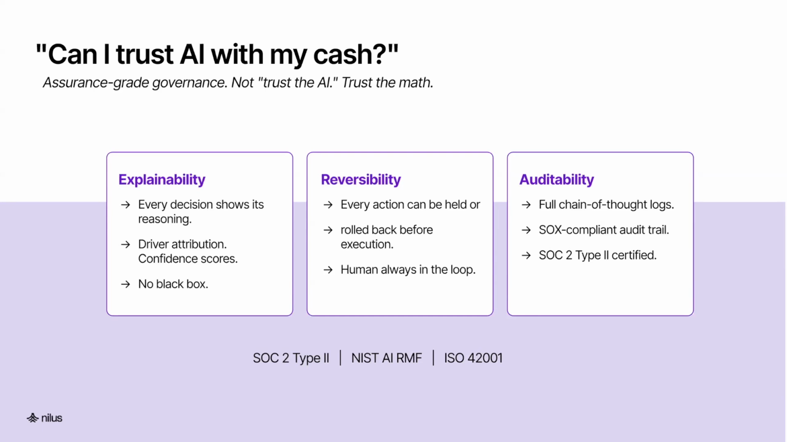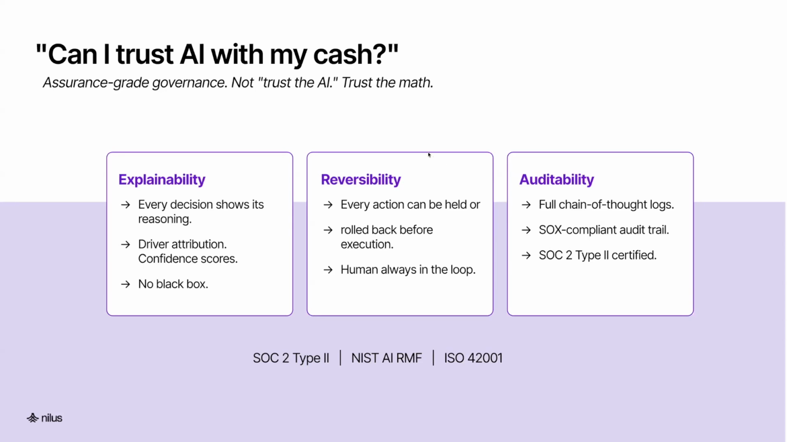So here's what I'd say you should demand from any vendor in this space, whether it's us or somebody else. There are three non-negotiable properties. First is explainability. Every decision should show its reasoning: driver attribution, confidence scores, no black box. If the AI can't explain why it did something, it should not be doing it. Second is reversibility. Every action should be holdable or rollable before execution. And the third is auditability: a full chain of thought logs, SOX compliant audit trails, etc. If a vendor cannot show you these three things, I would walk away.